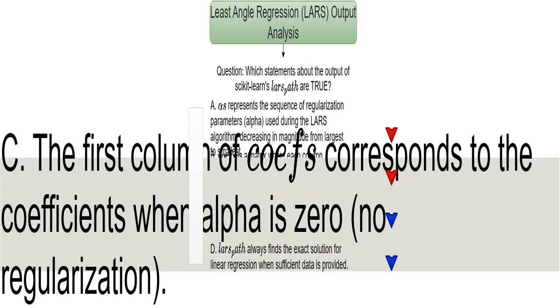This statement is incorrect. The first column of *cofs* corresponds to the coefficients obtained with the largest alpha value, not alpha equals 0, no regularization. The solution with no regularization, alpha equals 0, is found at the very last column. It's like the final frame of the time lapse.